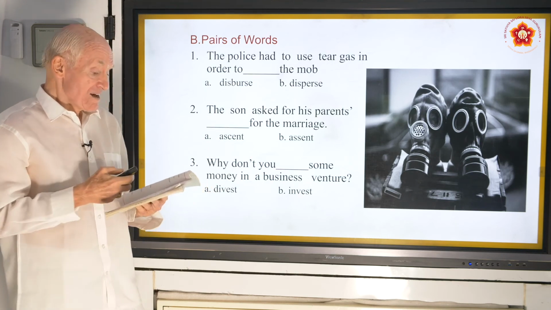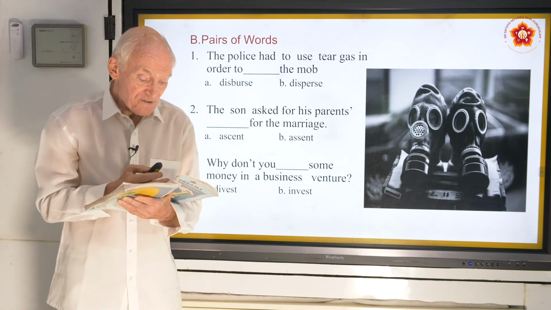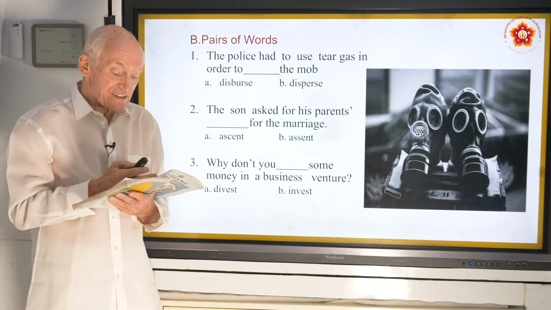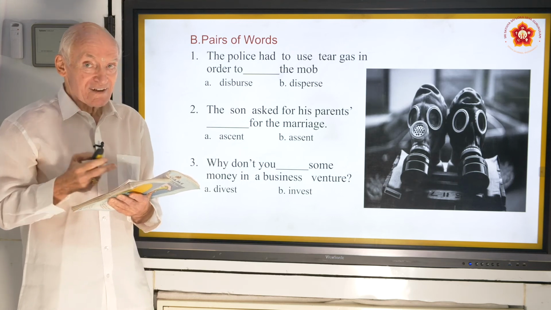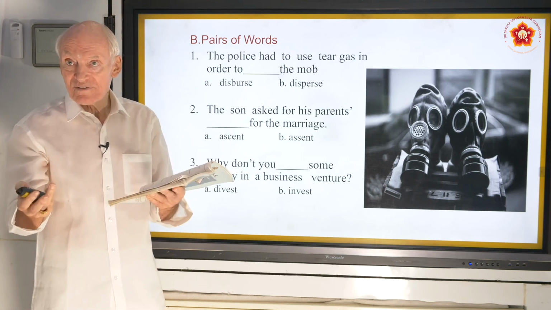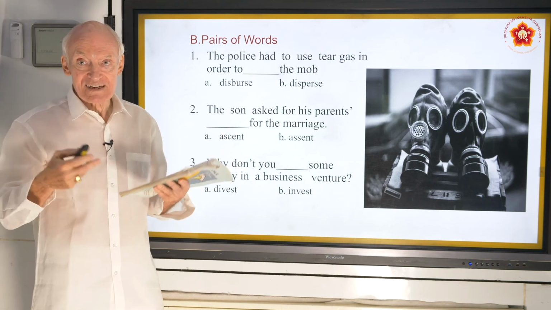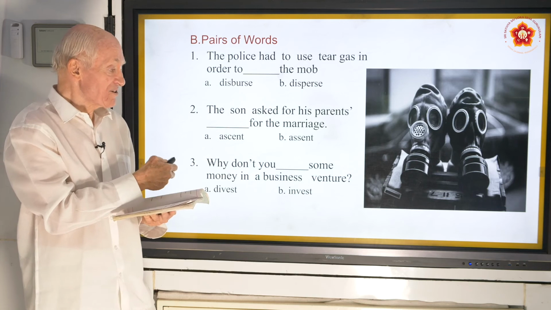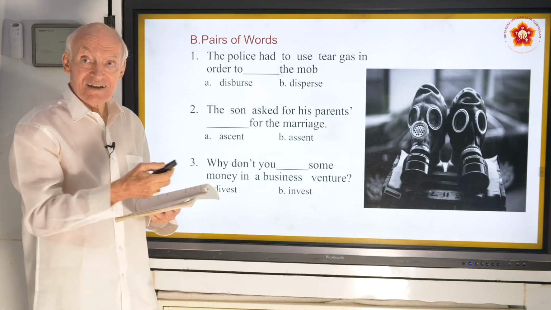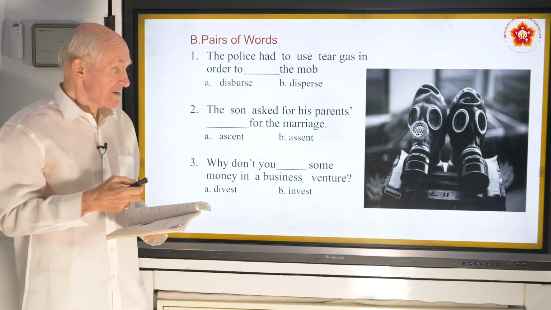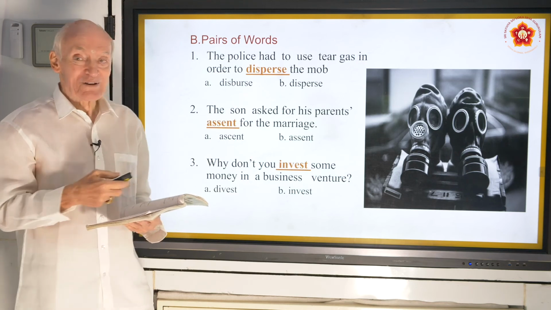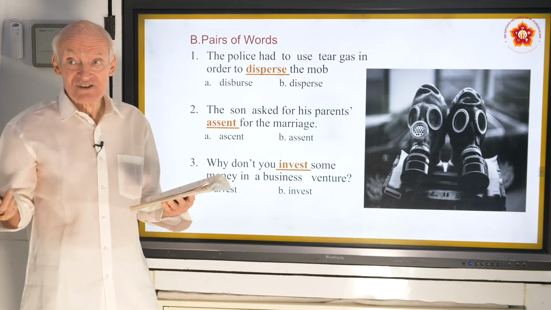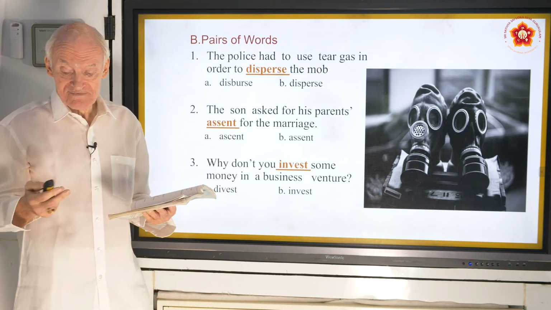Number 3, why don't you, now somebody's talking to this boy, invest some money in a business venture? Invest means to put money into a venture. Divest means to take it out. So in this case, the question is, why don't you invest? Put some money into, because then maybe you'll get some money out. Let's see if that's correct. Why don't you invest some money in a business venture? The money's just sitting there. We should do something with it.